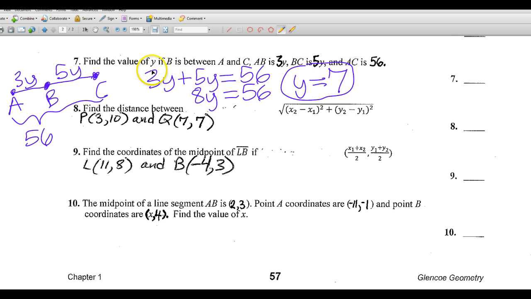Always go back to the problem, make sure that we solve for the right thing. Here it says find the value of y. Sometimes it might ask you to find the length of AB, and you'd have to substitute that back in, but in this case, our answer is just 7.